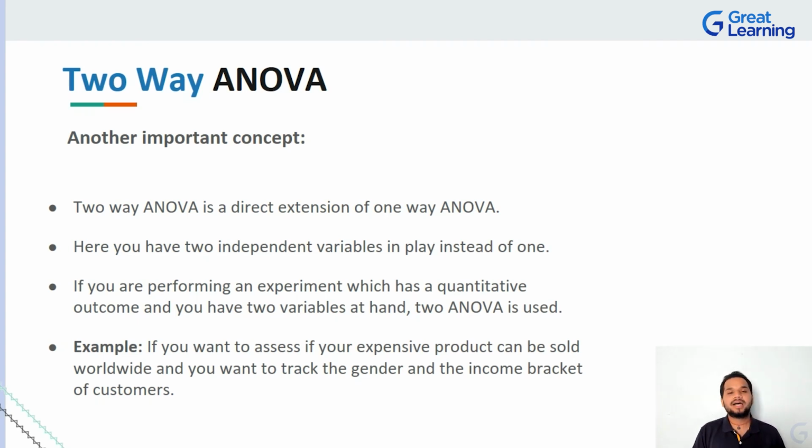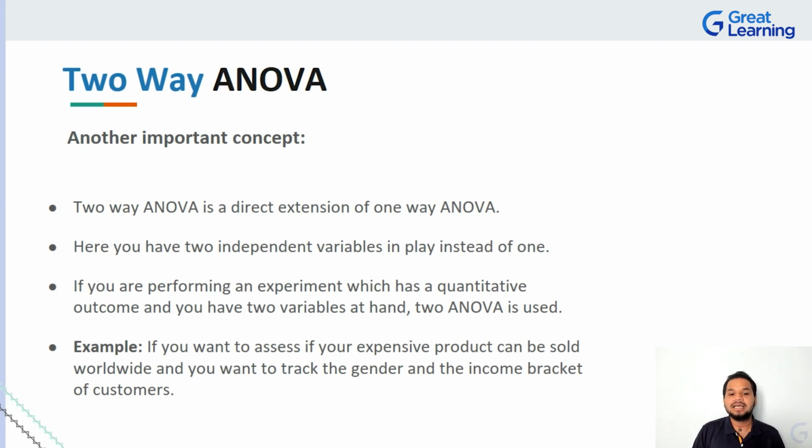I'll tell you how. Now, the important thing you have to know about two-way ANOVA is that it's actually a direct extension of one-way ANOVA. It is an add-on, built upon one-way ANOVA, and here instead of one independent variable, what do you think happens? Of course, you already figured it out. You have two independent variables at hand, right? So if you're performing an experiment and you know that it has a quantitative outcome, a number, a quantity as an outcome, and you have two variables that you have to assess and analyze, two-way ANOVA is exactly what you would use.